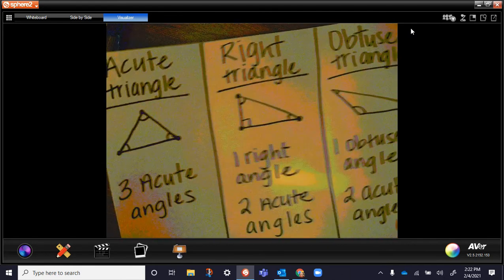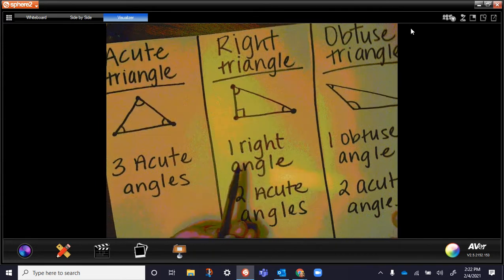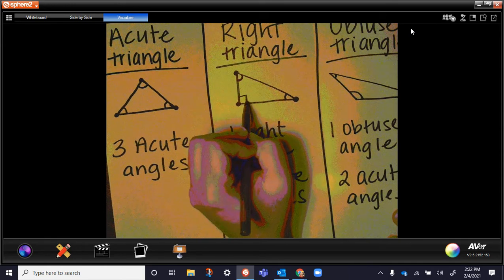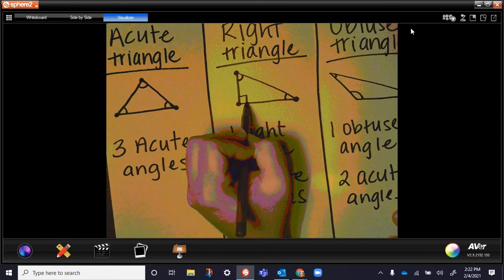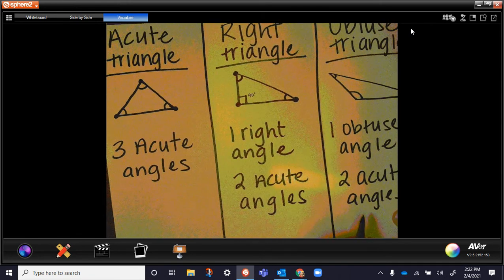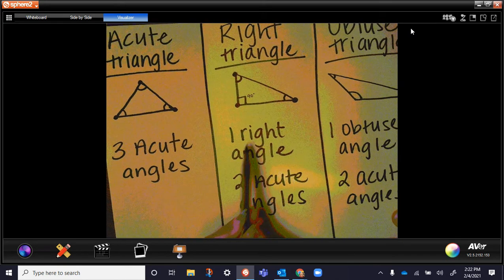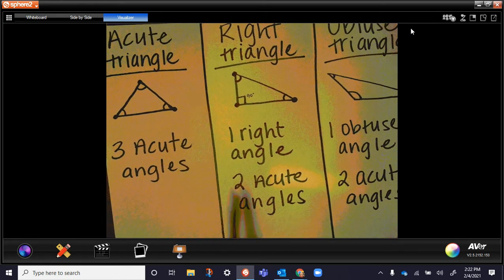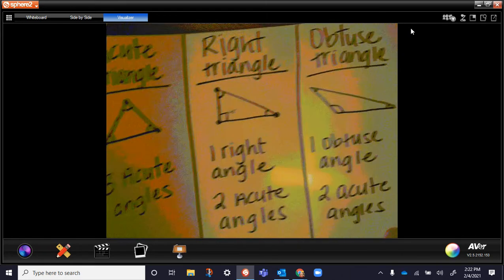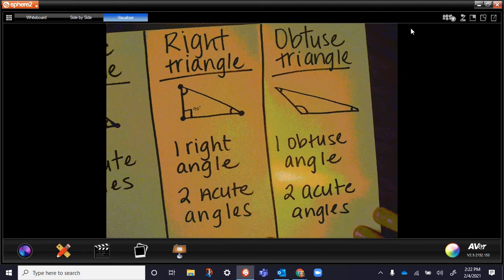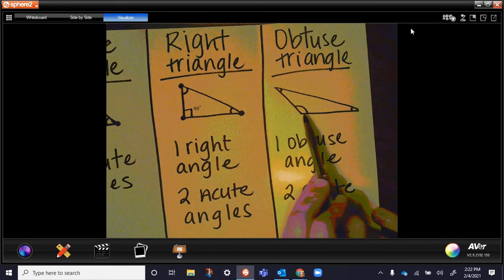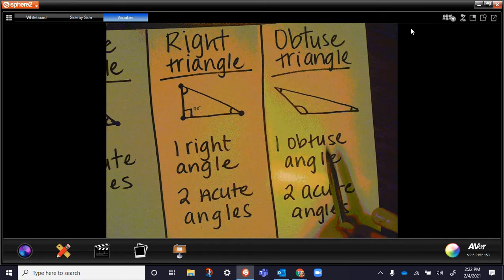For a right triangle, you have 1 right angle. So remember yesterday when we talked about every time we see this square, that right there shows that this is a 90-degree angle. And so a right triangle has 1 right and 2 acute angles. So the other 2 are less than 90. They are acute. The obtuse triangle, this big angle, this big opening right here, this is an obtuse angle, and it also has 2 acute angles.